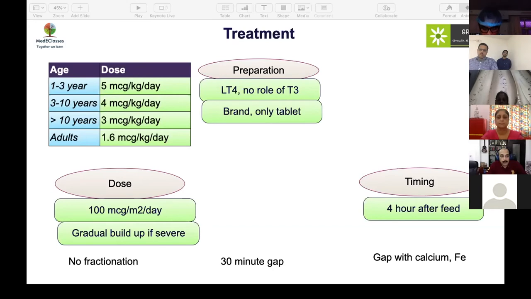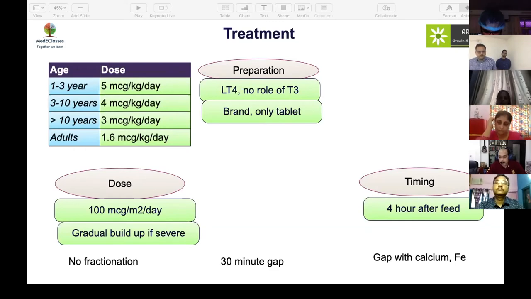And if you see the dose, those are as per the age. And if your child has got obesity, then you can calculate the dose by surface area. Always remember, try to build up the dose gradually, because this child might be having a speed-up in growth and she might not attain the final height. Dose should not be divided into two doses. It should be given in a single dose.